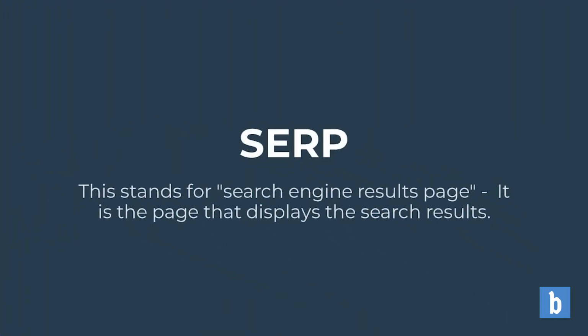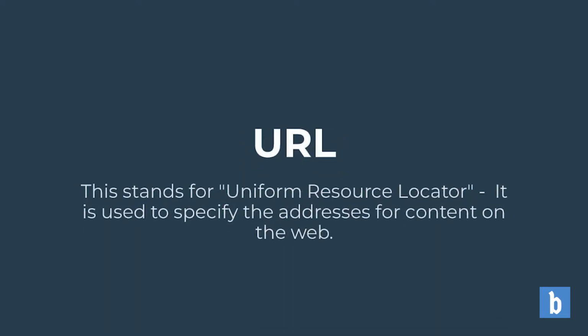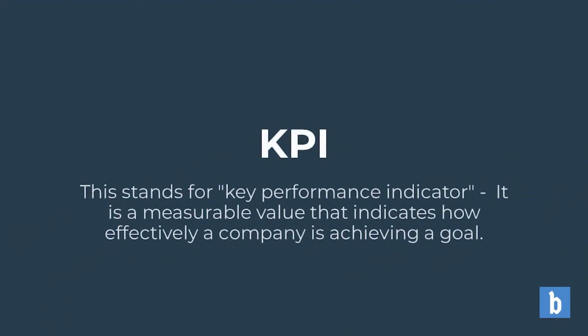SERP or SERPs. This stands for Search Engine Results Page or pages. It is the page that displays the search results. URL. This stands for Uniform Resource Locator. It is used to specify the addresses for content on the web. KPI. This stands for Key Performance Indicator. It is a measurable value that indicates how effectively a company is achieving a particular goal.